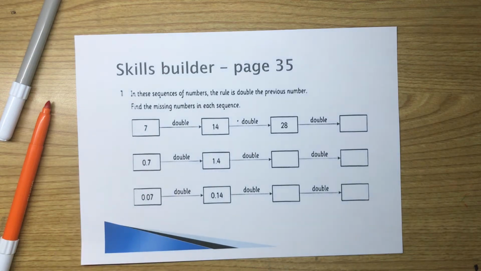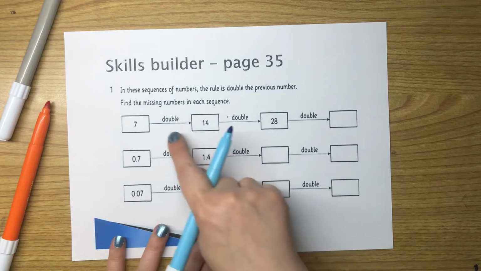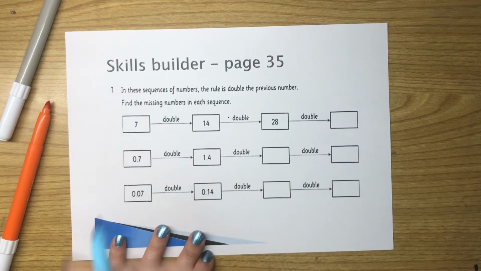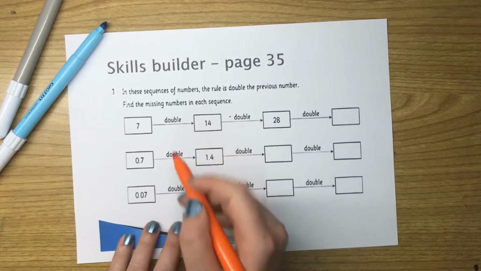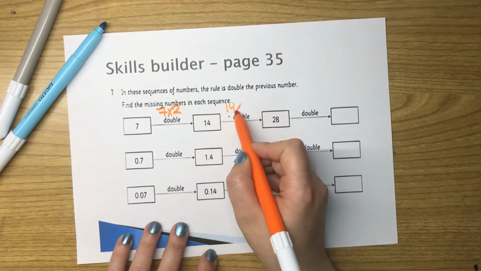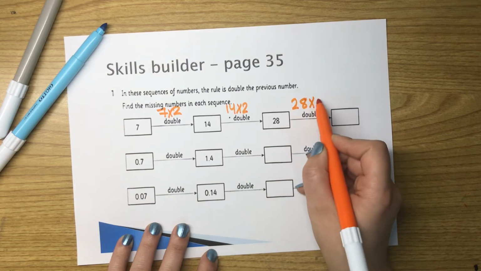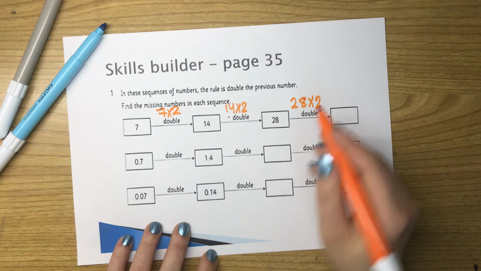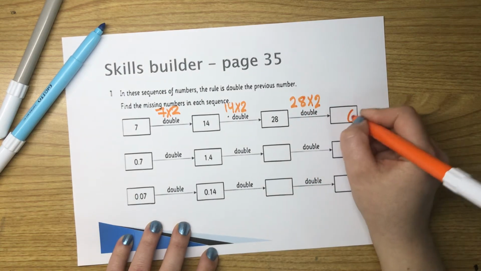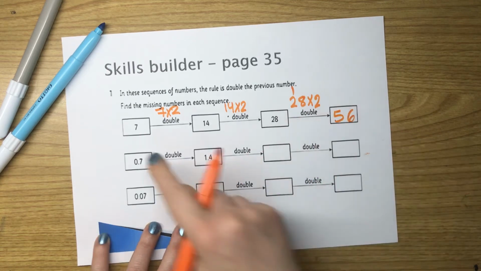Okay, now open your skills builder, page number 35. I'm going to give you a moment to do these sequences by doubling the number. Let me remind you, 7 doubled, that means 7 times 2 equals 14. 14 doubled, that means 14 times 2 equals 28. Doubling the 28, that means 28 times 2. I'm going to help you here. 2 times 8, 16. 2 times 2 equals 4. 4 plus 1 equals 5. So this is the first line.